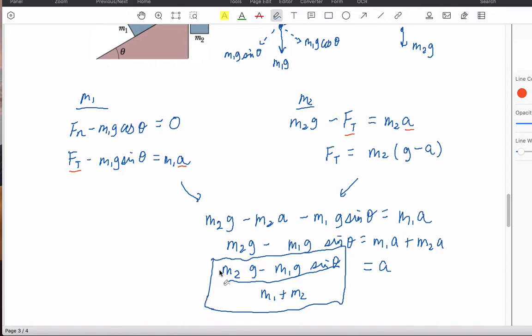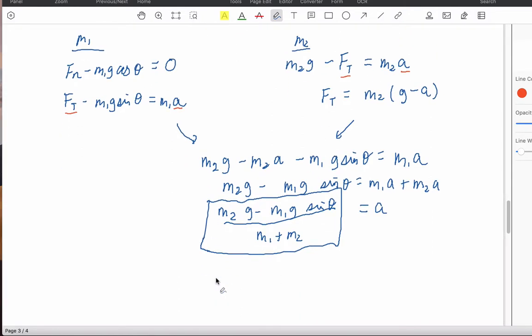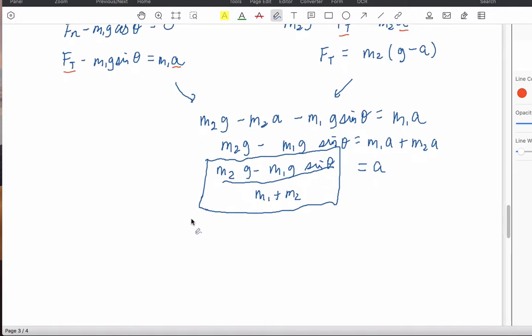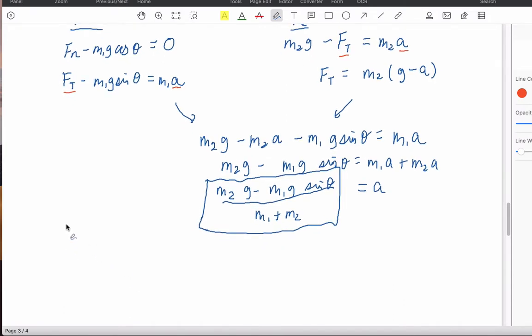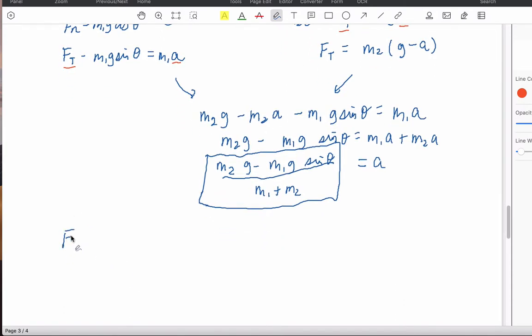Pretty cool. And now what we're going to do is we're going to actually get the tension. I'm going to do something really obnoxious here. We could actually put in our numbers and get the sign. I'm going to actually get ft in terms of letters because I can. So check this out. This is going to be really exciting. And by exciting, I mean lots of algebra. So ft equals m2, okay? And check this out. g minus m2g minus m1g sine theta over m1 plus m2.